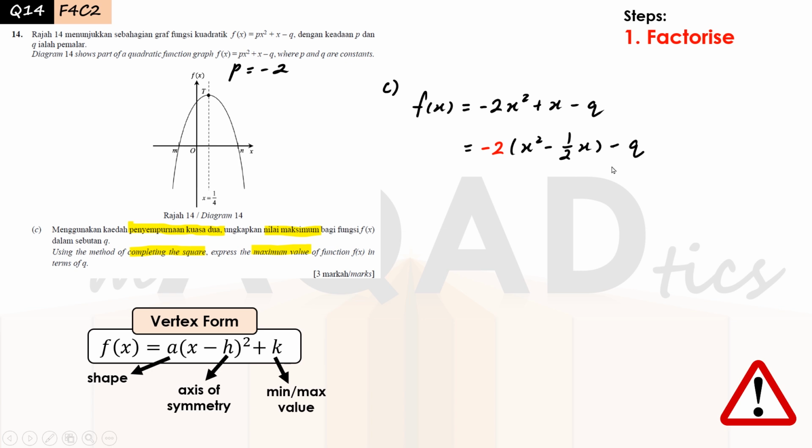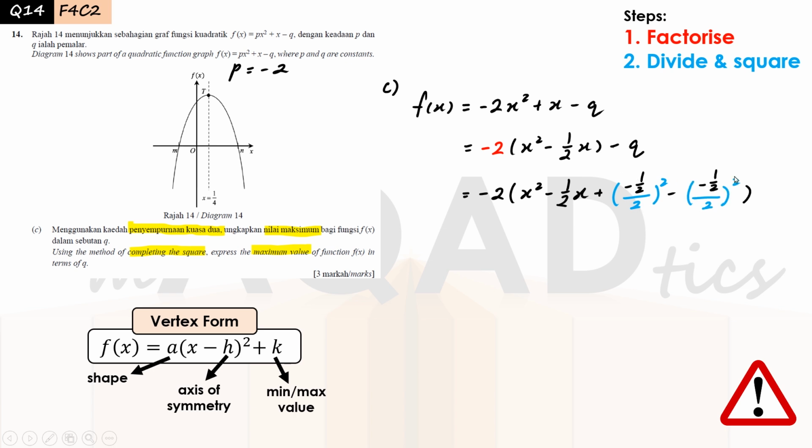Alright. The second step is to divide and square. So I'm going to take the coefficient of x, which is negative 1 over 2, divide by 2, and then square. But since we are adding a value, we need to subtract the exact same value, okay? Because we want to balance the equation. When we add something, we need to subtract something. Alright, so yep, this will be the result, and then the minus q will remain.